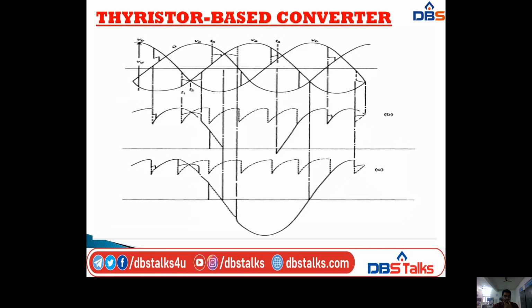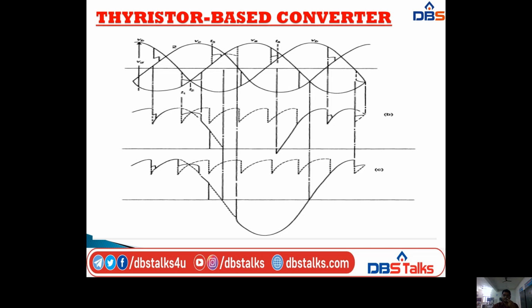These are the waveforms we are talking about. This waveform is for the phase voltages, this is for one commutation failure, and this is for two commutation failures. Actually, we will have two kinds: one is single commutation failure, and the other is double commutation failure. The second waveform gives the single commutation failure, and the third, last waveform gives the double commutation failure.